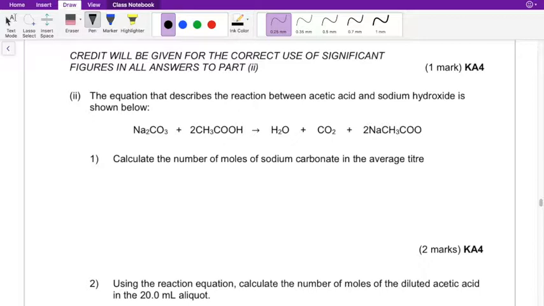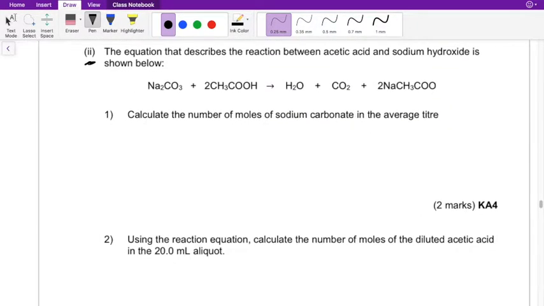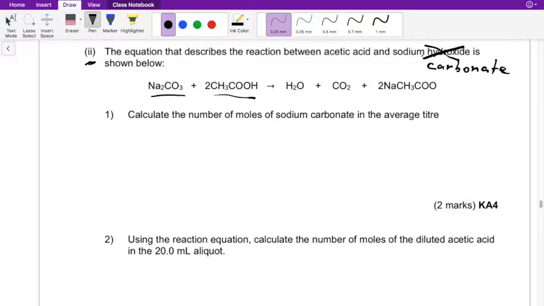Part 2, so this part here, takes into account significant figures, so I'll do that for you in these calculations. The equation below describes the reaction between acetic acid and sodium hydroxide. So obviously I imagine this is a typo, and this is meant to say sodium carbonate. Between acetic acid, which is that there, and sodium carbonate, which is that there. Maybe I'll highlight those.